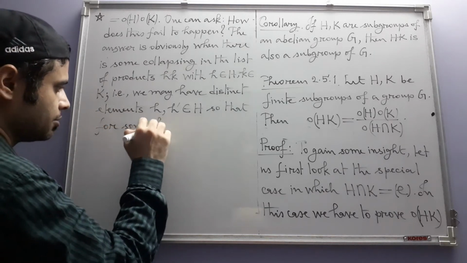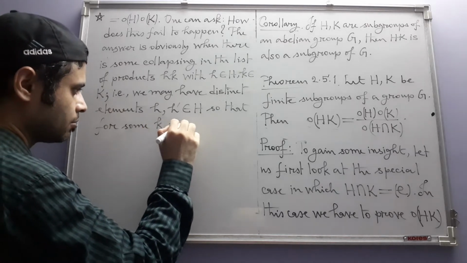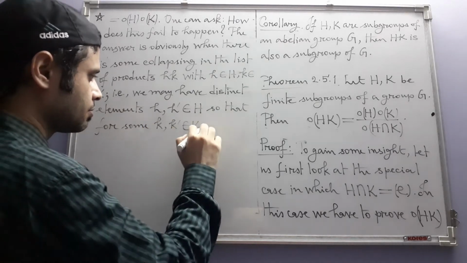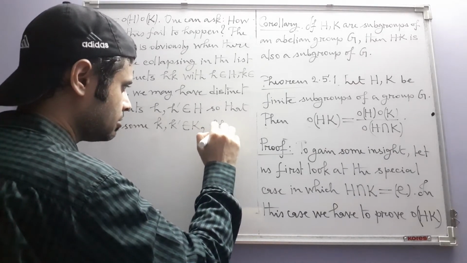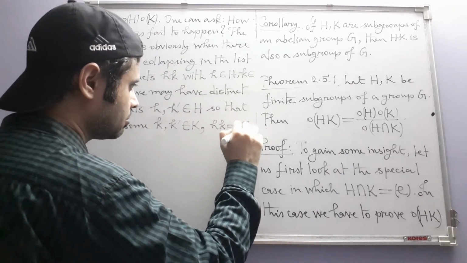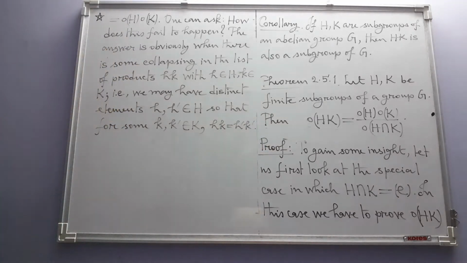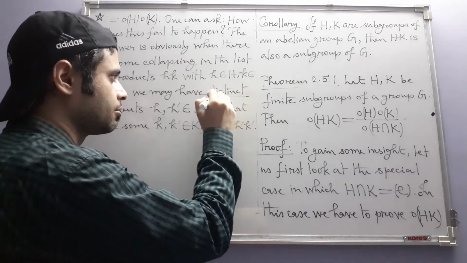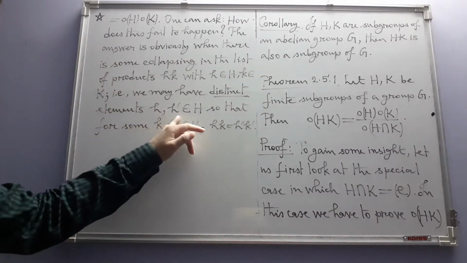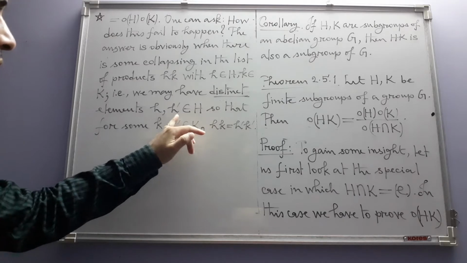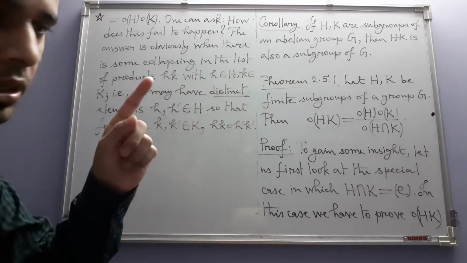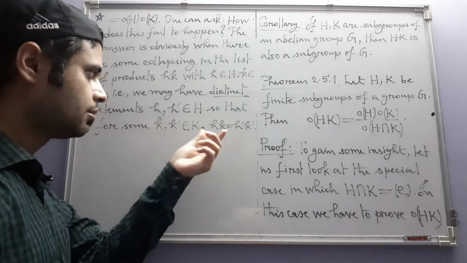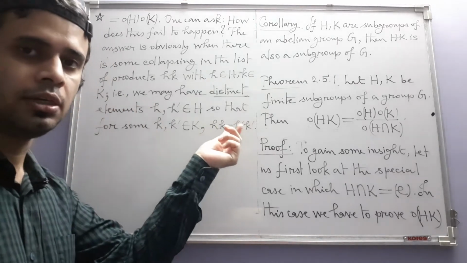For some elements k and k prime belonging to K, hk is equal to h prime k prime. That is, although h and h prime are distinct, that means h and h prime are not equal, that may happen if these two things are not equal, but the products turn out to be equal for some k and k prime.